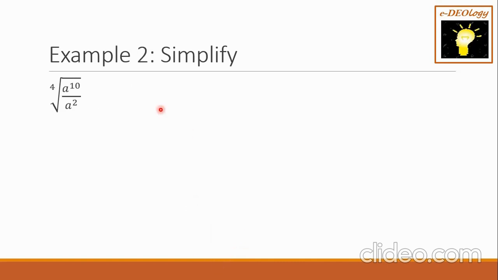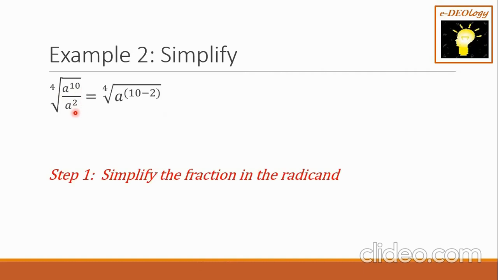Let's have example 2. Let us simplify the fourth root of the fraction a raised to 10 over a squared. In step 1, we need to simplify the fraction in the radicand. So we have exponents with the same base. We can apply our rule that it is equal to a raised to the 10 minus 2. And then the big radical is outside with the index 4.